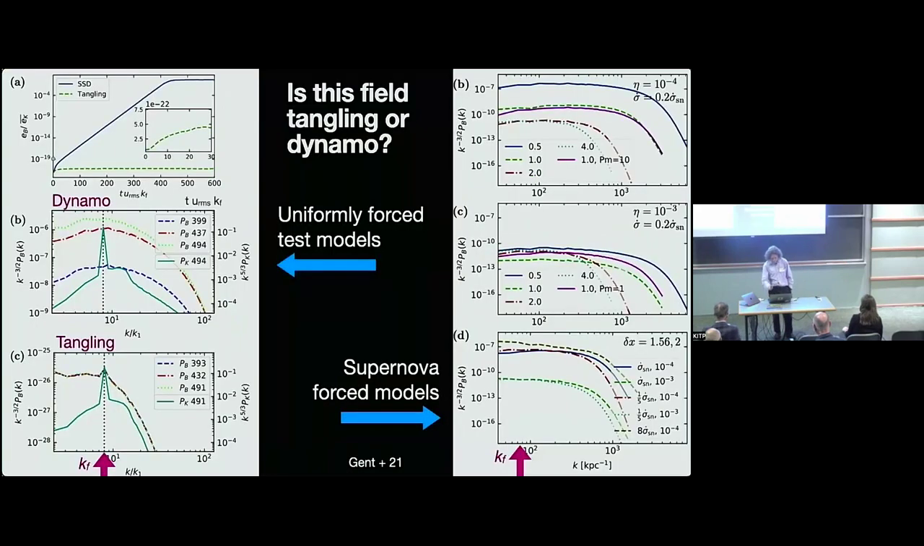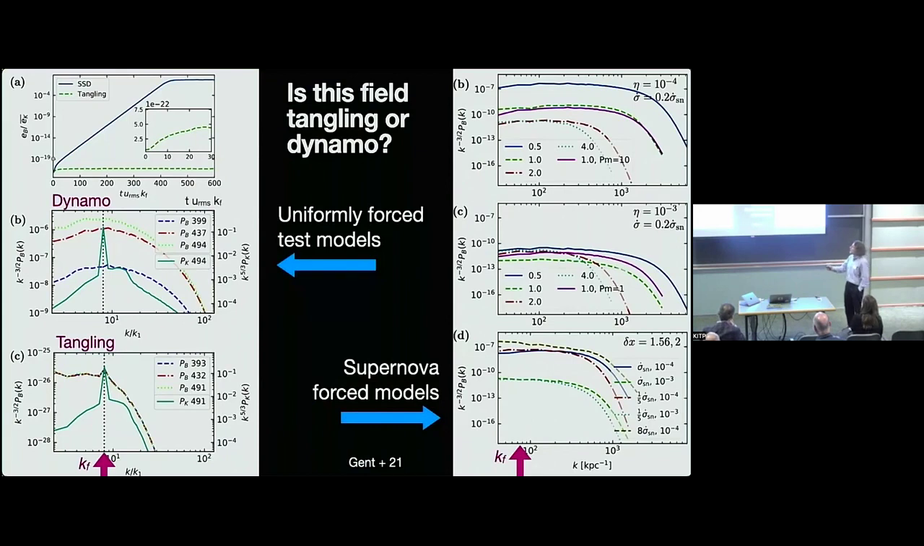Okay. Is this field tangling? Okay, we did a model where we forced tangling by pushing the magnetic Reynolds number down so far that there couldn't be a dynamo. And this is what the power spectrum looks like. So the kinetic power spectrum is concentrated at the forcing scale. And the magnetic power spectrum drops like a stone below the forcing scale.